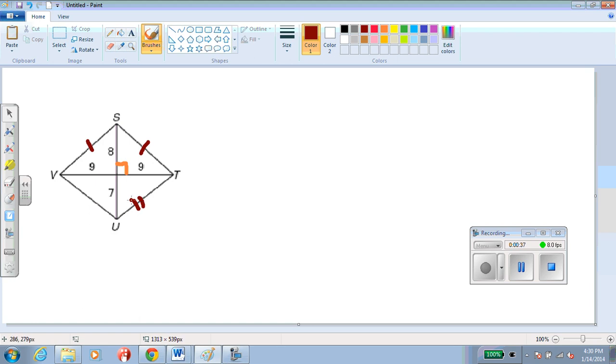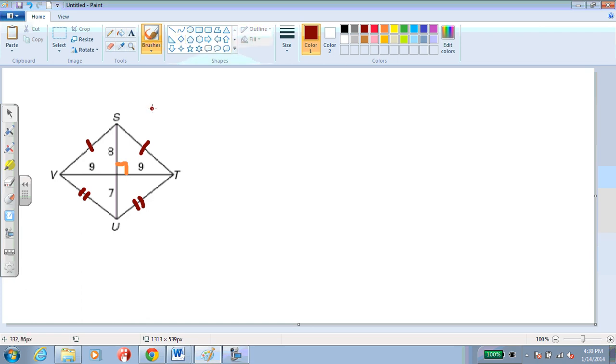These bottom two sides, BU and UT, will also be congruent because they both have right triangles containing 9 and 7. So I really only have to do the Pythagorean theorem 2 times. So I'll start here with this triangle, the 8 and the 9.